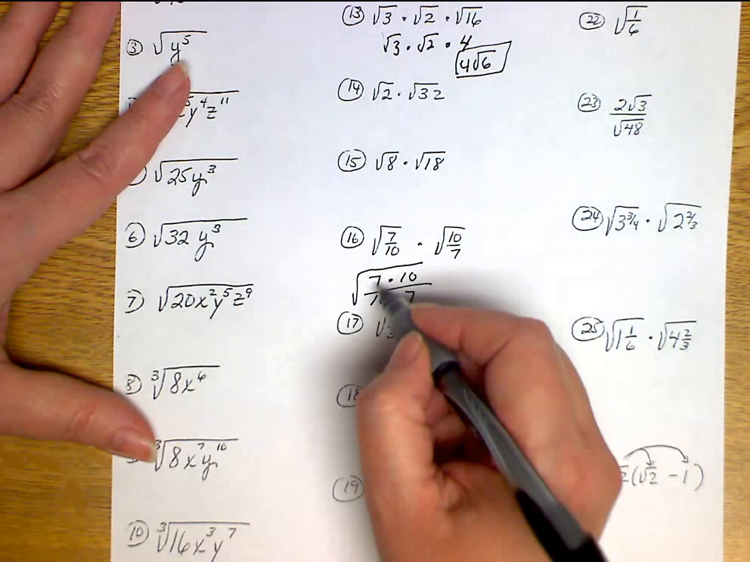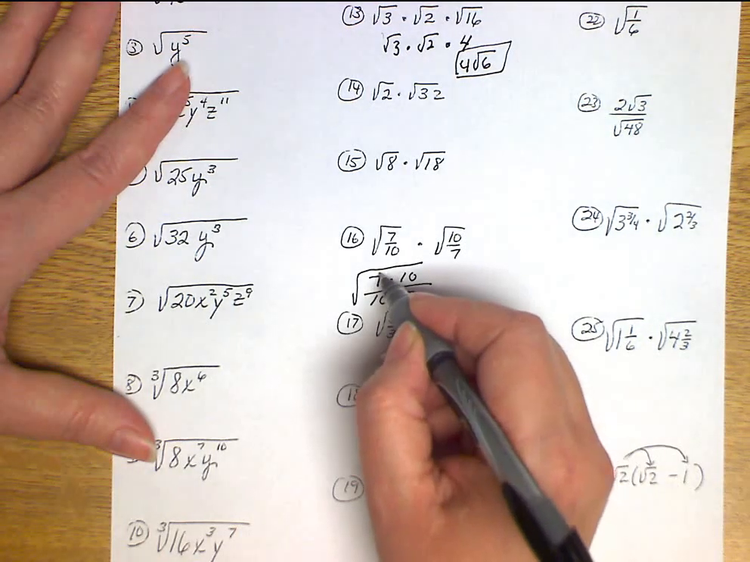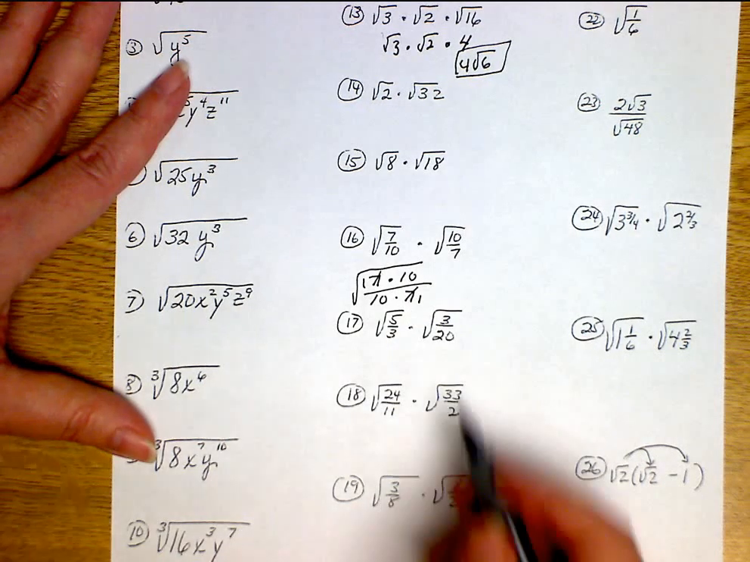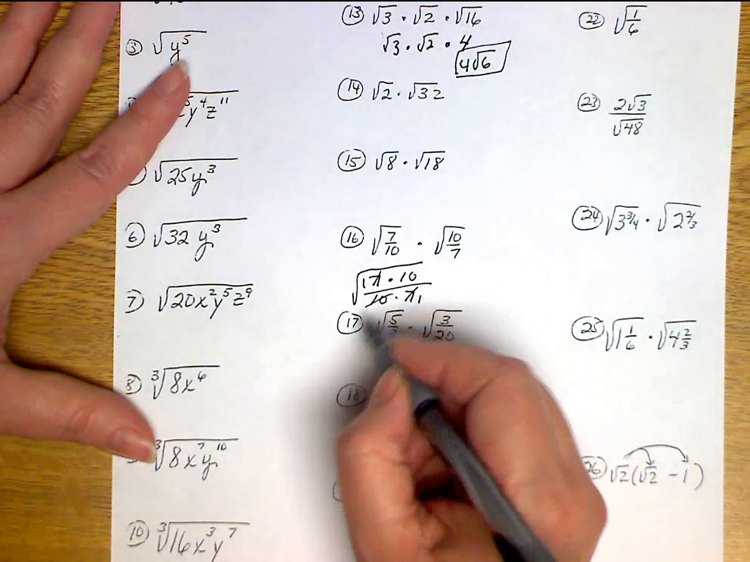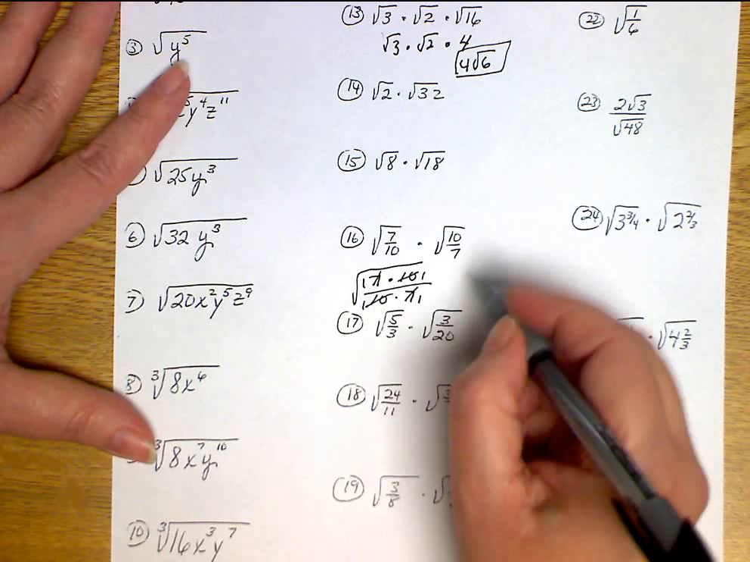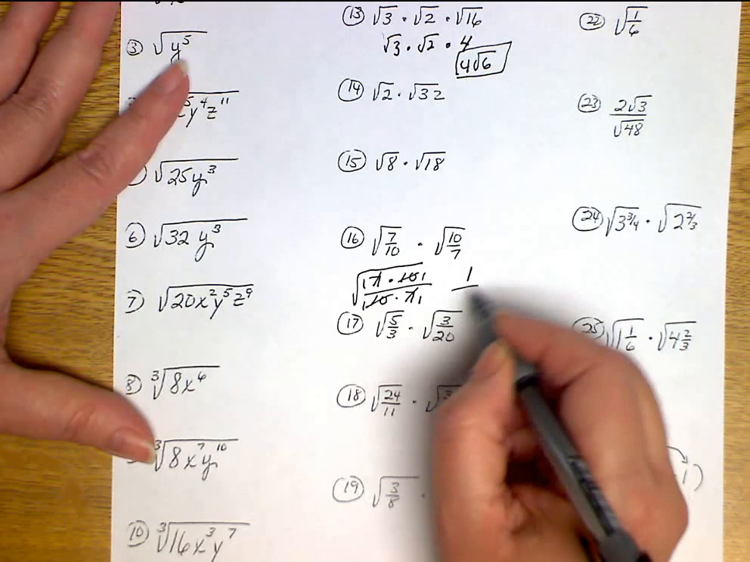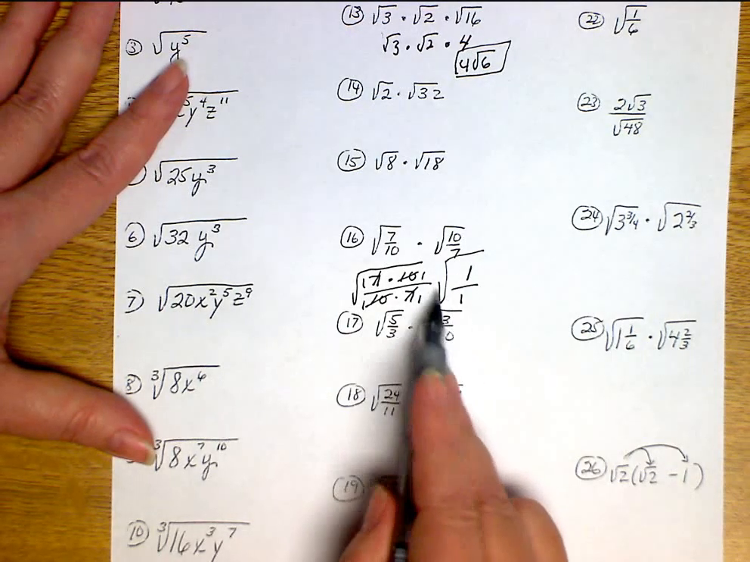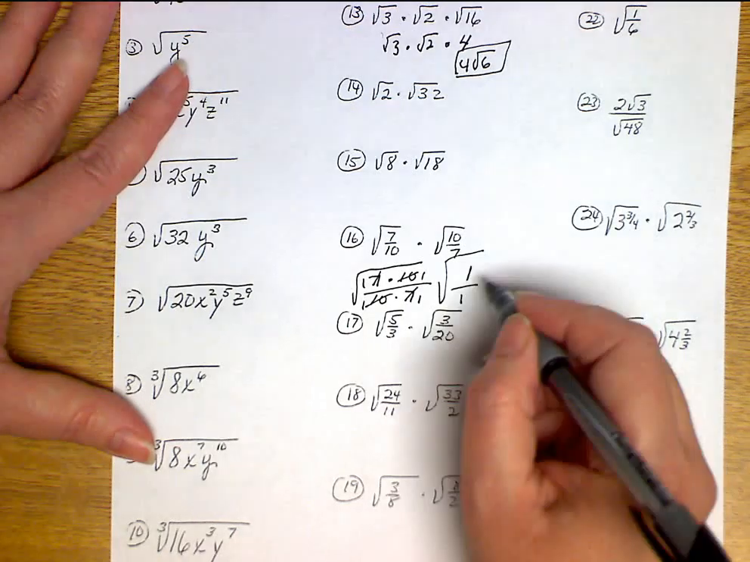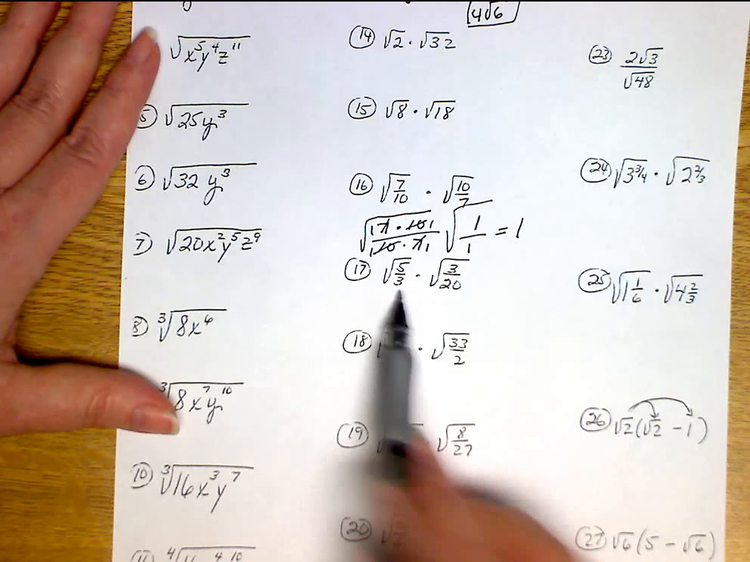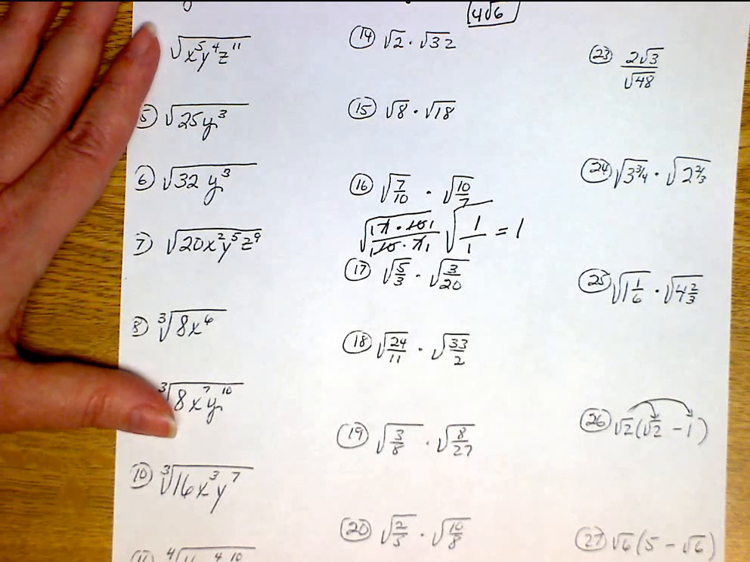7 goes into 7 one time, so there's ones. And then our 10s do the same thing. So 10 goes into 10 once. So we have 1 times 1 gives me a 1 over 1. We're still under the square root, but what is square root of 1? 1. All right, take a second and you guys try to do 17, and then I'm going to do 17, but you try to do 17.